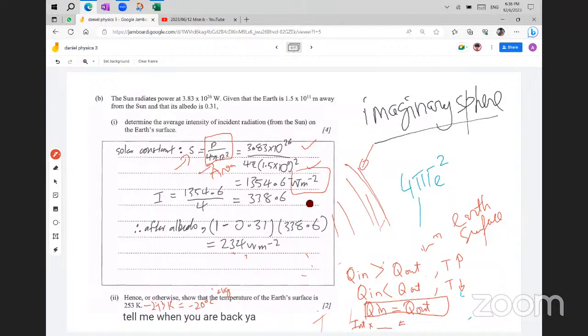Think carefully. How did the heat of the sun reach Earth? Conduction? No. Convection? No. How did it reach? Radiation? Correct. By photons flying from the sun to us, because radiation doesn't need any medium. Then Q in for us, the Q out is the same.